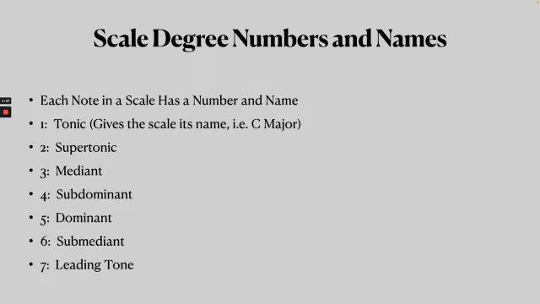Farther down the ladder of importance are scale degree 4, known as the subdominant, scale degree 2, known as the supertonic, scale degree 6, known as the submediant, and scale degree 3, known as the mediant.